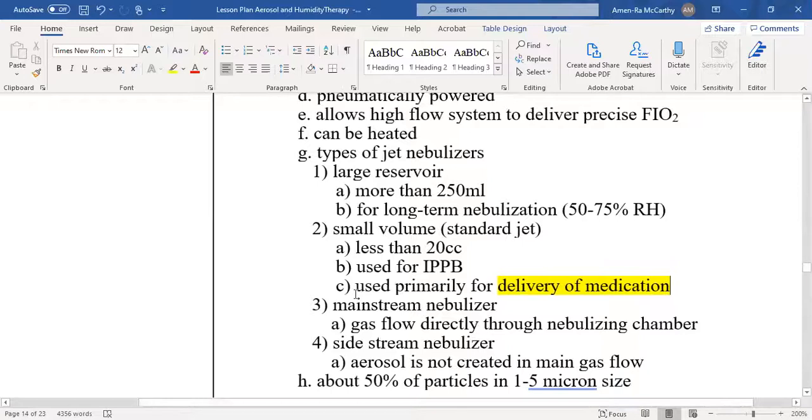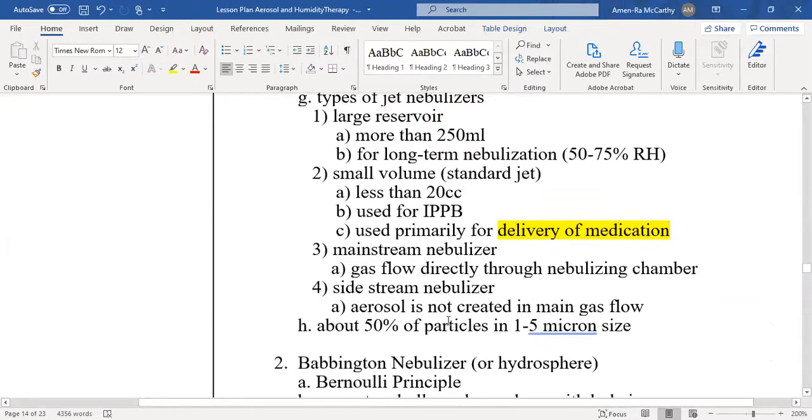All right. So you got the side stream and the mainstream. Mainstream gas flow goes directly through the nebulizing chamber. Side stream, it says aerosol is not created in the main gas flow, but on the side flow. It says about 50% of the particles are in the 1 to 5 micron size. Okay, so 1 to 5 microns is what these can generate, all right?